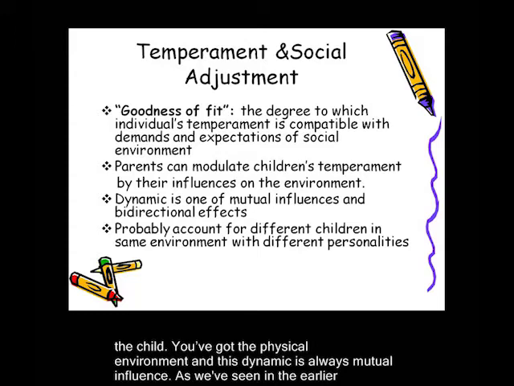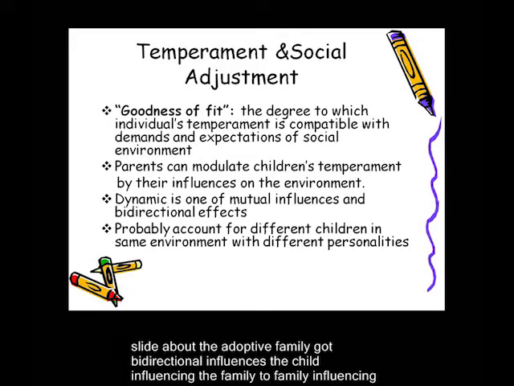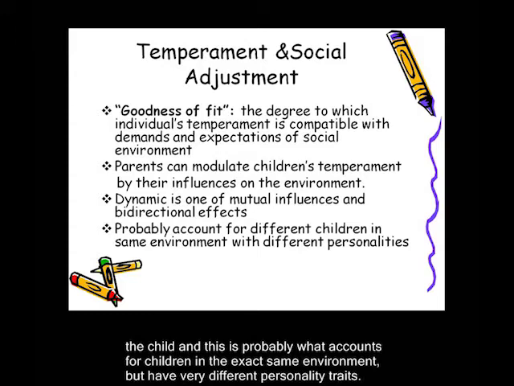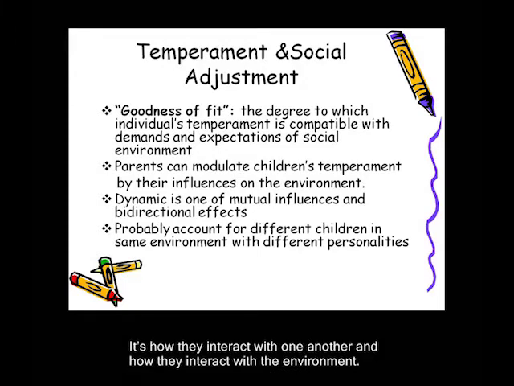As we had seen in that earlier slide with the adoptive family, you've got bi-directional influences, a child influencing the family influencing the child. And so this is what probably accounts for different children in the exact same environment but have very different personality traits. It's how they interact with one another and how they interact with the environment.